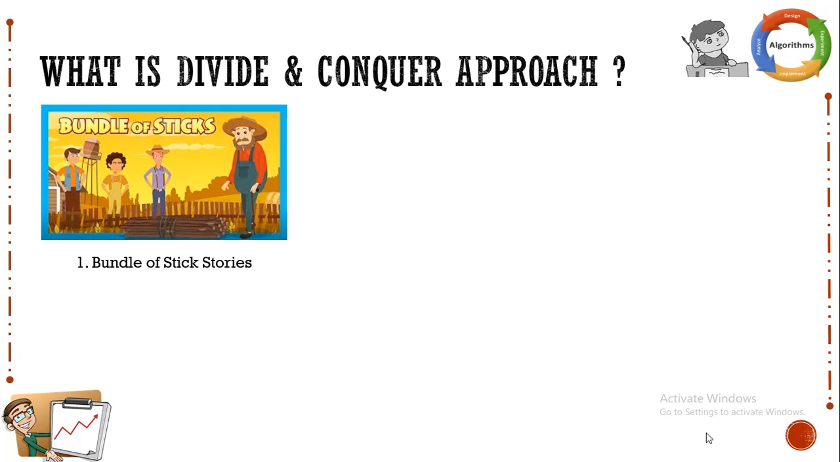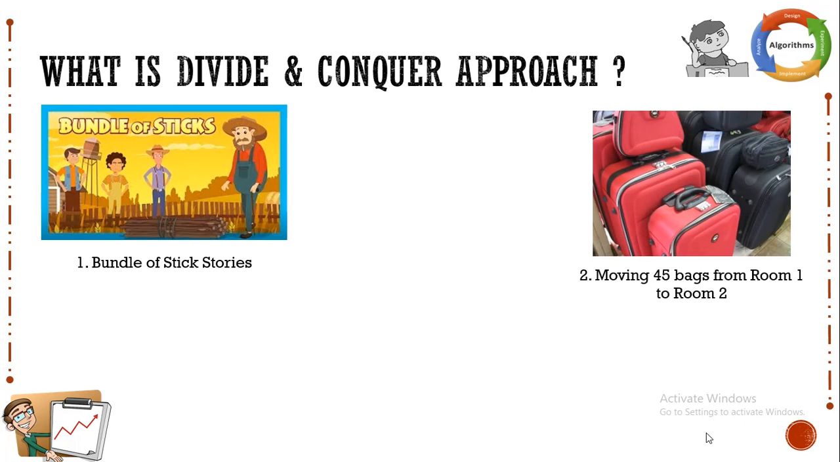The essential point to note here is that the bundle of sticks could not be broken. However, when it was split, the sticks could be broken individually and joined together at the end. This is exactly the principle that is followed in the divide and conquer approach. Now, let us see one other example. Jack wants to transfer all 45 suitcases from room 1 to room 2 at the same time. The divide and conquer strategy can be applied here.